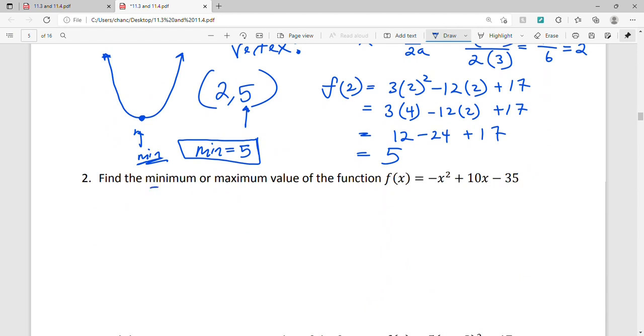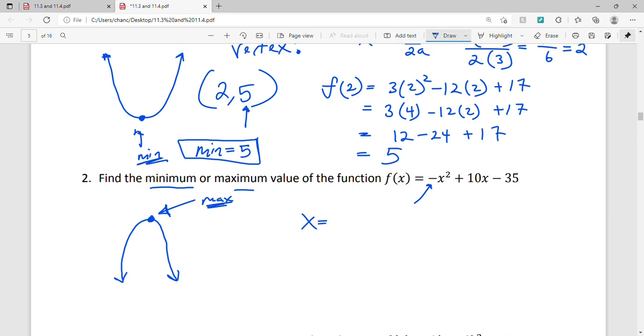Find the minimum or maximum value of the function. There is a negative in front. What kind of parabola are we talking about? We're talking about an upside down parabola. And therefore, the vertex is located here. So it doesn't have a minimum, it actually has a maximum. And to find the maximum, all we have to do is find the vertex.